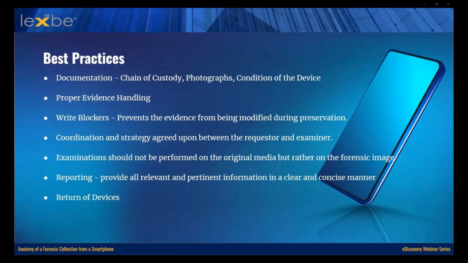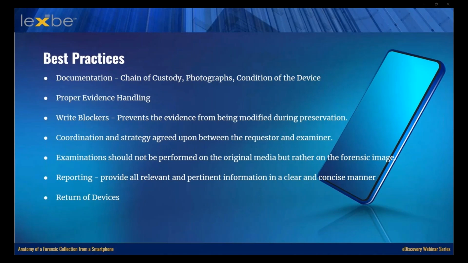We follow proper evidence handling procedures, make sure we tag the device, we keep the device with the chain of custody form, and when the device is not in use, we store it in a safe and secure location. Write blockers are mainly used when it comes to computer devices or external devices to prevent the evidence from being modified during the preservation. For mobile device preservations, for the most part, we're unable to use write blockers since the data needs to be written on the device itself in order for our forensic tools to actually work.